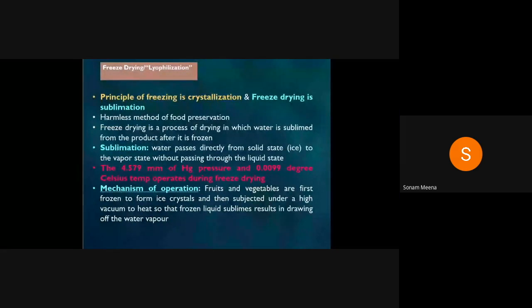And this is freeze drying, also called lyophilization. The principle of freezing is crystallization, and the freeze drying principle is sublimation. This is a harmless method of preservation. Sublimation means water passes directly from solid state to vapor state without passing through the liquid state. 4.79 mm of mercury pressure and 0.0099 degrees Celsius temperature operate during freeze drying. This is important.